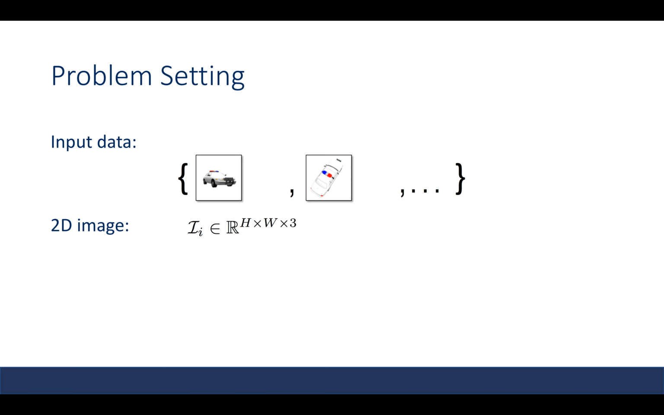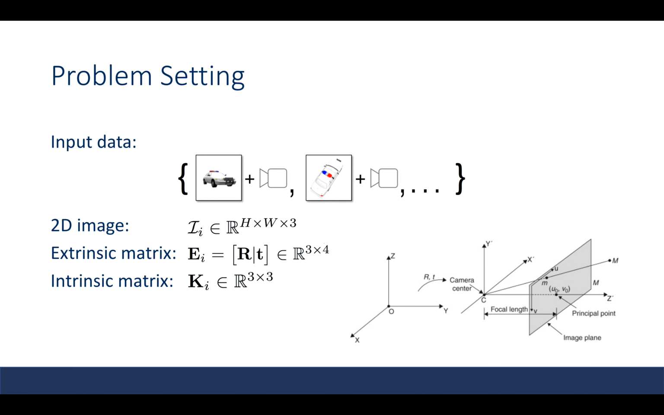Let's start with a simple setting for the problem formulation, where we are given a set of images, each of which shows how an object looks from a different viewpoint. In addition to that, all the necessary information about the viewpoint is provided in camera pose and intrinsics.